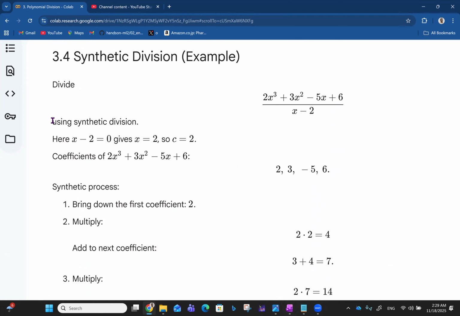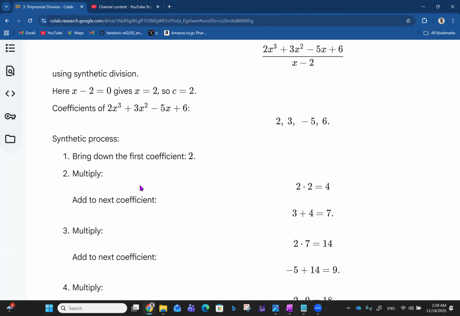So what happens? Using synthetic division, we have 2, 3, minus 5, 6. How did I jump there? Here we are dividing by x minus 2. So x minus 2 equals 0 gives x equals 2, so c is equal to 2. And since c is equal to 2, the coefficients of 2x cubed plus 3x squared minus 5x plus 6 are 2, 3, minus 5 and 6, like this.